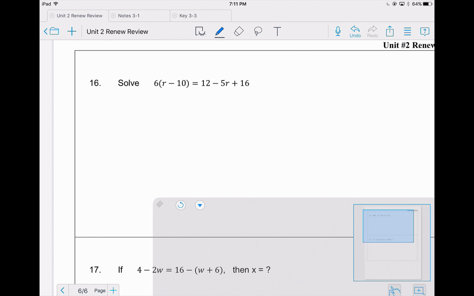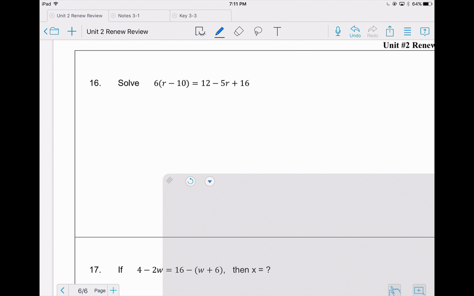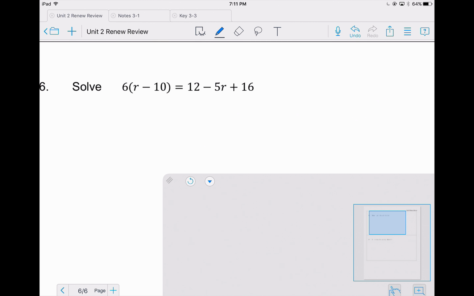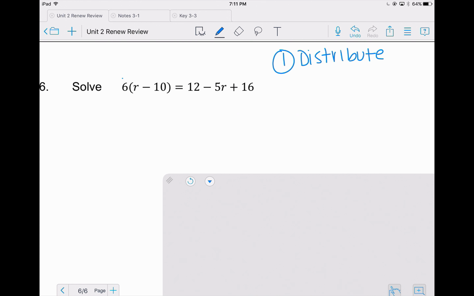Problem 16, they want us to solve this equation, 6 times (r minus 10) equals 12 minus 5r plus 16, and I'm guessing solve for r. So on problem 16, the first thing I'm going to do is distribute on the left side to get rid of the parentheses. So 6 goes to r, and 6 goes to negative 10.